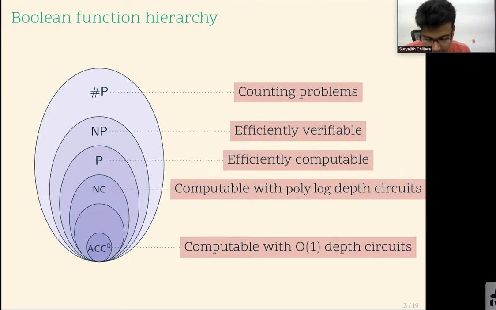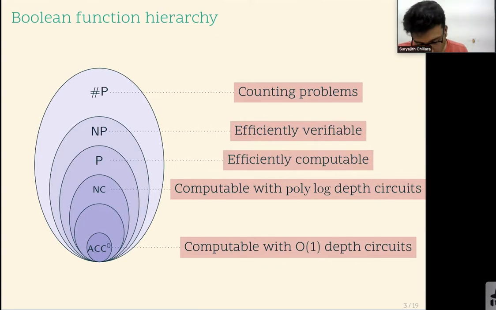So now, instead of asking for a separation between P and NP, you could ask for a separation between, say, AC0 and sharp P. Or, on the other hand, you could ask for a separation between, say, NC and AC0, or P and AC0, or let's say sharp P and P. So there are a lot of problems that you could study in this Boolean function hierarchy.